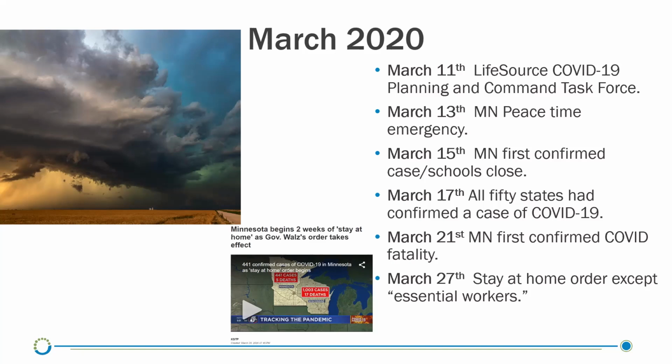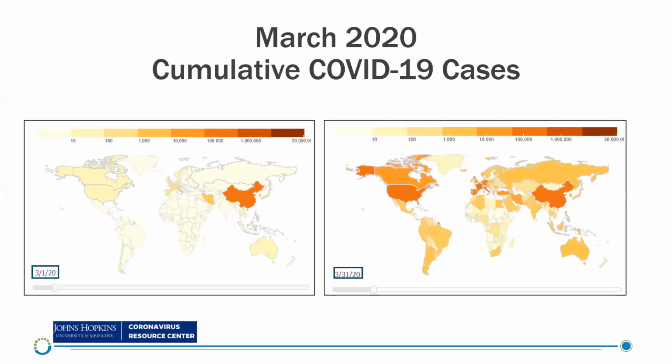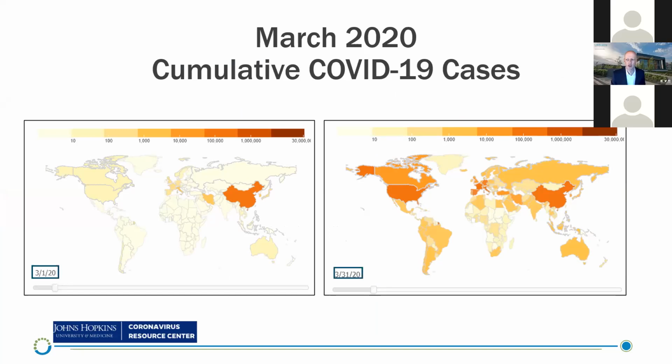So as we moved into that phase of March, we very quickly across the United States and the world saw an increase in COVID-19 cases. Specifically, looking at the United States at the national level, we went from well under 100 cases on the left side of the screen on March 1st to, on the right side, March 31st, about 100,000 cases.